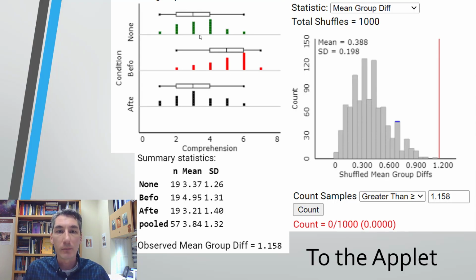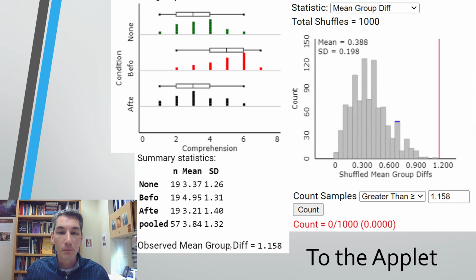Okay, here's the data from the applet. If you plug the data in, this is what you get. It gives you the summary statistics, which is the sample size, the sample means, and the sample standard deviations for each group. You can see the box plots showing you just what we saw before. And then this is the simulated null distribution of mean group difference statistics. Notice we've got MGD selected, and you can see that right skew. Again, because we're taking the absolute values of the differences and then adding them up, we get only positive numbers. So we get that right-skewed shape in our null distribution.